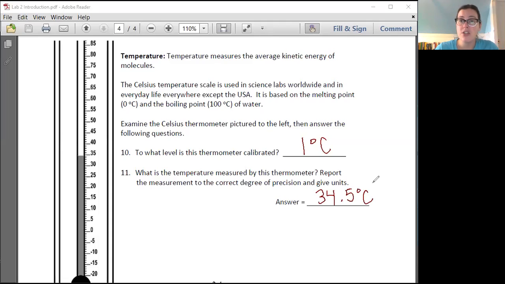So for each of your exercises within the lab assignment for lab 2, you're going to be practicing these skills. Every time you're looking at something with lines, make sure you determine first what the value of the smallest line is, and then estimate 1 digit beyond that. Good luck, and we'll talk about it in lab class if you have any questions or if you want me to go through any more examples. I hope it goes well.